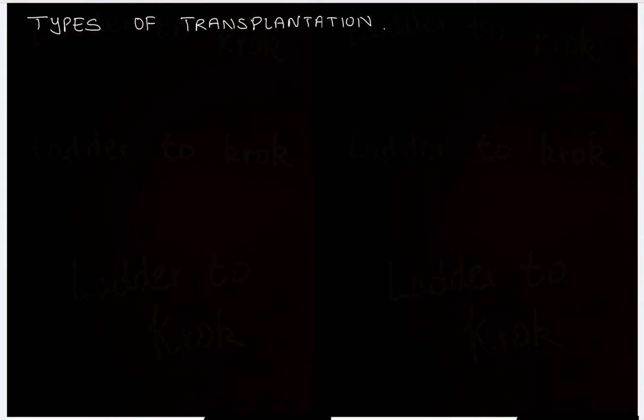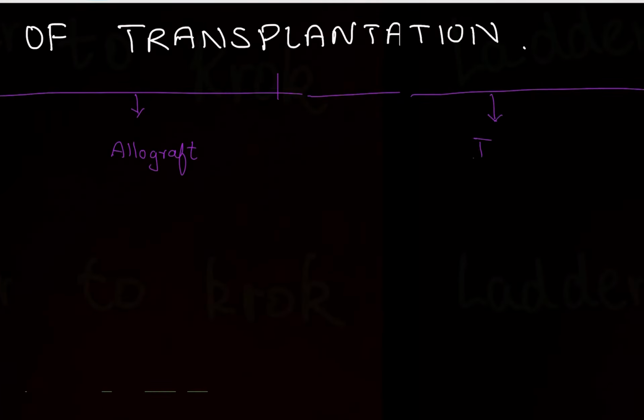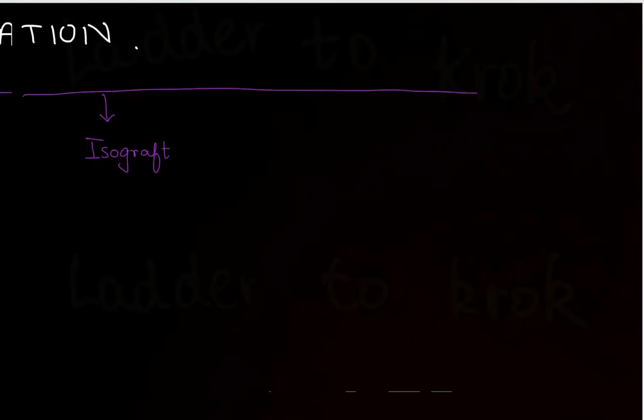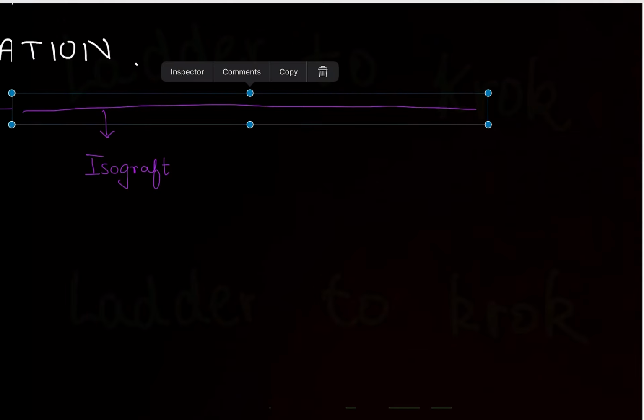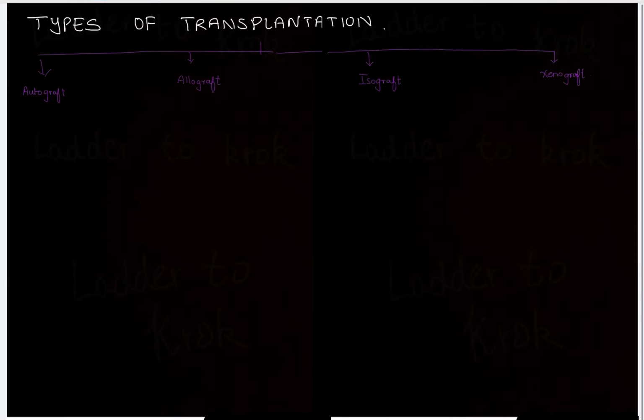Hello guys, welcome back. So let's do a new topic, types of transplantation. Write down the heading and make 4 columns. First, we will be learning about autograft. This is the first type of transplantation that we will be learning. The second type of transplantation is allograft. The third is isograft. The fourth is xenograft. So let's know about each in detail.